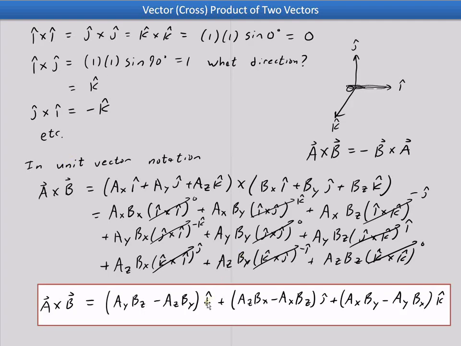So with x, y, z, then we have y, z, x, and then z, x, y. And then we always subtract whatever this first term is, and we switch the indices. But every term has to have an x, a y, and a z in it. Okay, and the pattern's always x, y, z. And if you go backwards along the pattern, then you have a minus sign.